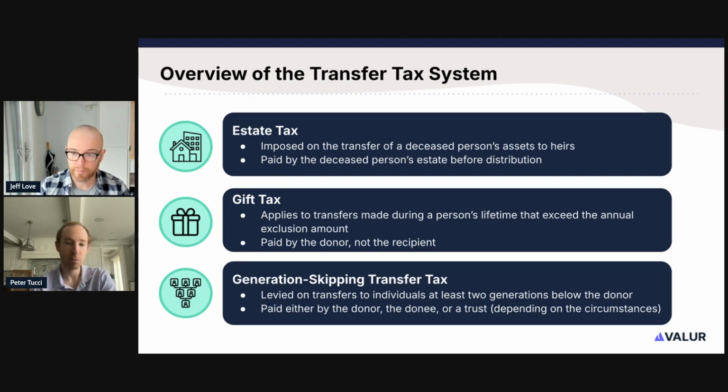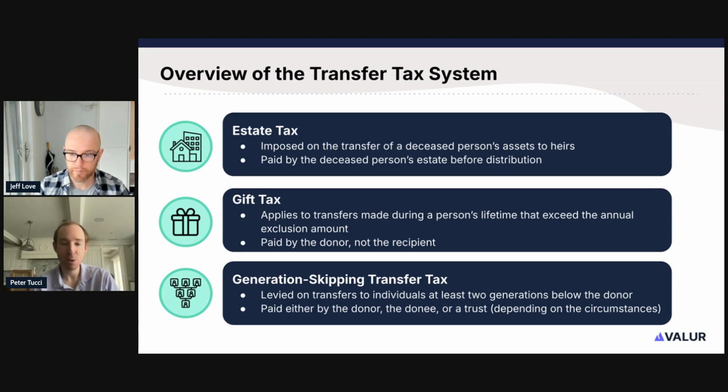There's actually a second layer, which isn't as well known, called the GST tax. It's essentially a separate 40% transfer tax, and it applies to gifts to people who are more than one generation below you. So it doesn't target gifts to your children. If you just left everything to your children outright when you died, you wouldn't have any GST tax. It's specifically targeting situations where you're leaving assets to your grandchildren or great-grandchildren, or you're putting assets into trusts where your grandchildren or great-grandchildren could eventually be beneficiaries. That's what it's going after.